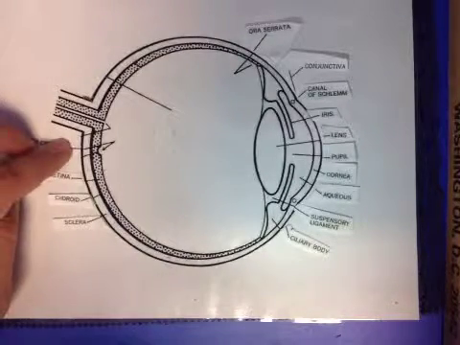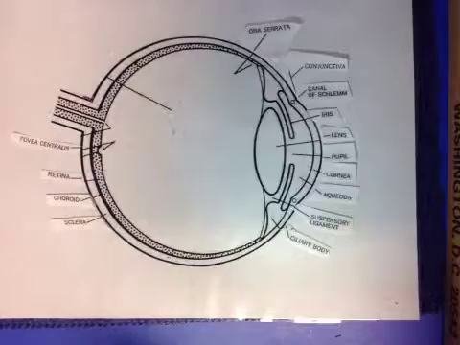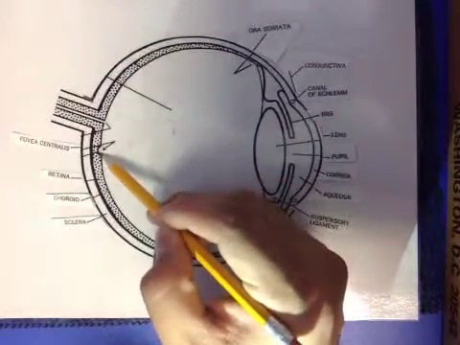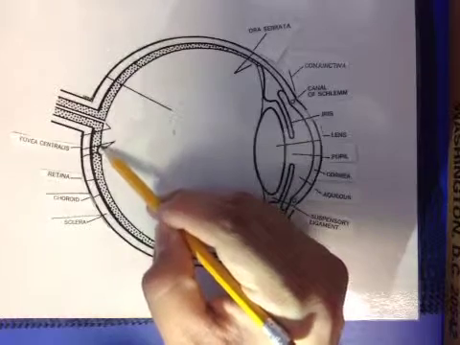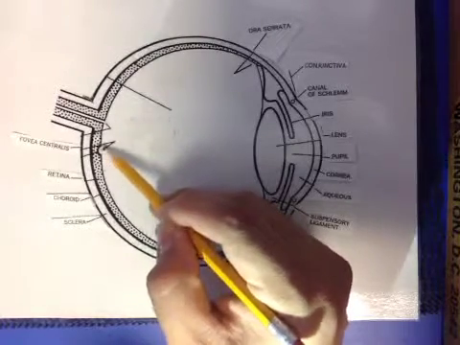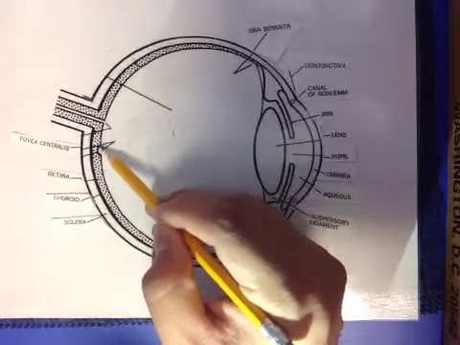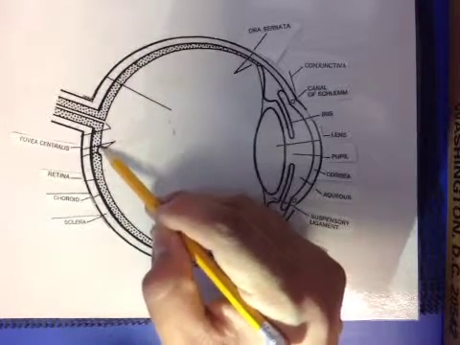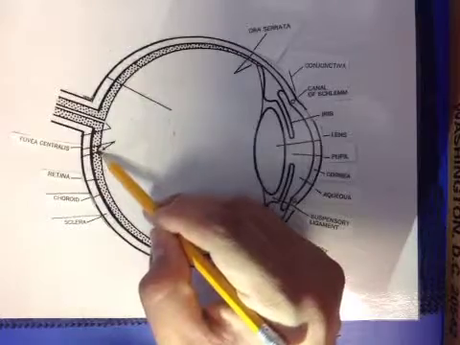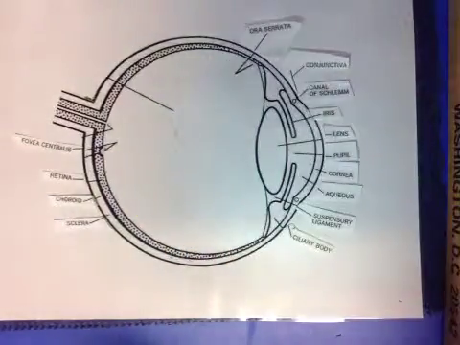Okay, next is the fovea centralis. The fovea centralis is this little part right here. Now the surrounding part is called the macula, and that's what surrounds the fovea centralis. The fovea centralis is the central part of the macula, which is right here, and it has the highest concentration of cones.